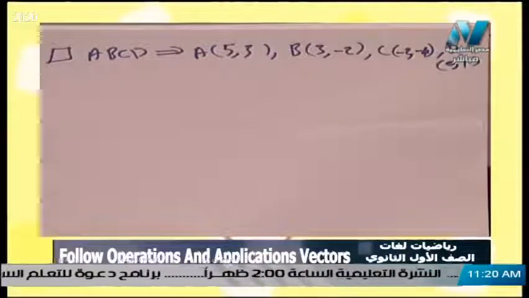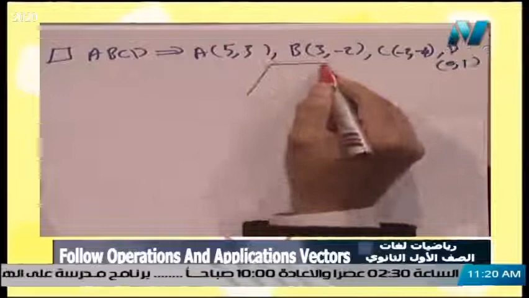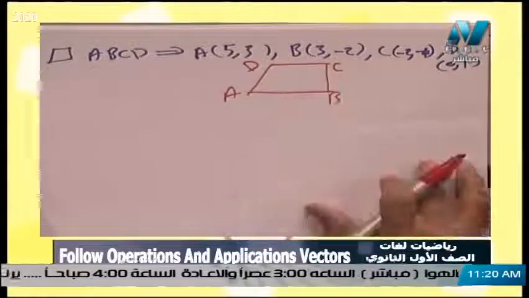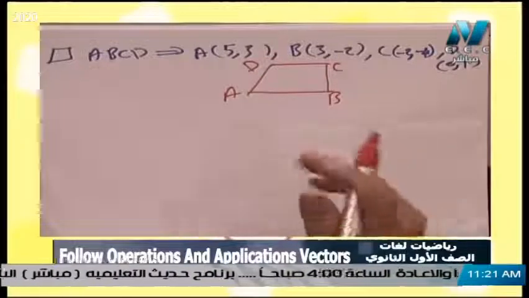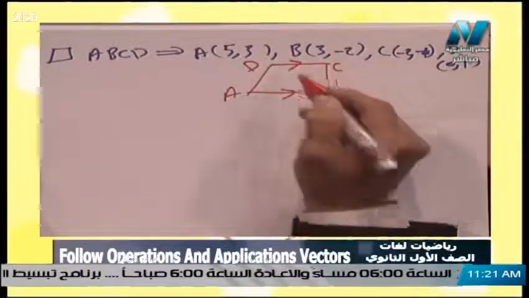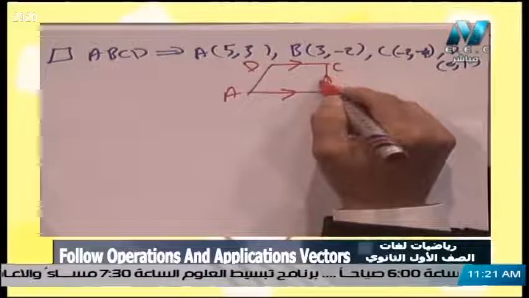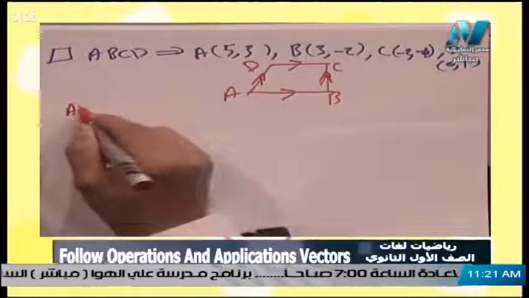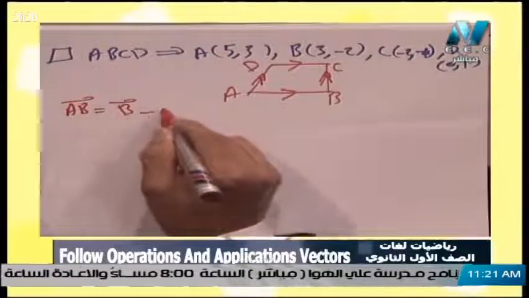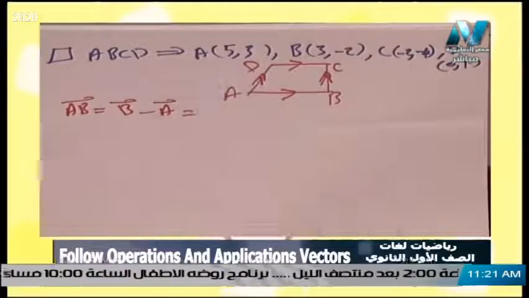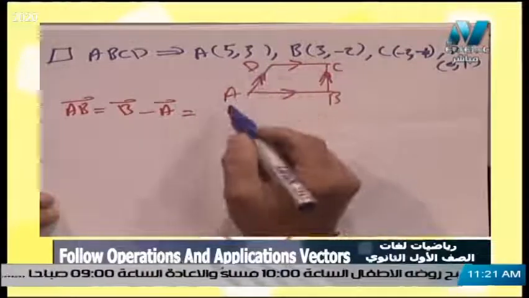As we agreed before, to prove that the quad ABCD is a rhombus, we have to prove first that it is a parallelogram. So we will prove that AB equals DC or BC equals AD. We will choose the vector AB, which equals vector B minus vector A. B minus A here: 3 minus 5 equals negative 2.